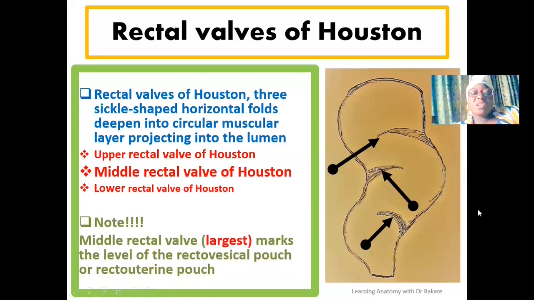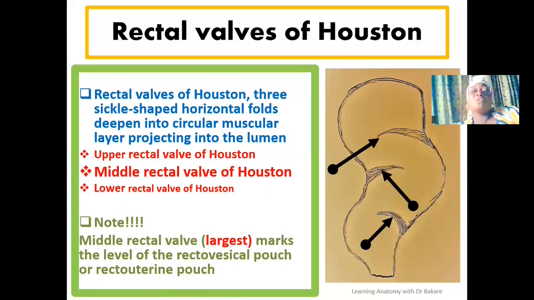We should also know that the middle rectal valve of Houston is the largest of all three rectal valves created within the internal wall of the rectum. The level of the middle rectal valve of Houston also corresponds to the region of the rectovesical pouch and also the rectouterine pouch. At this level is where these pouches are created in both the male and the female.